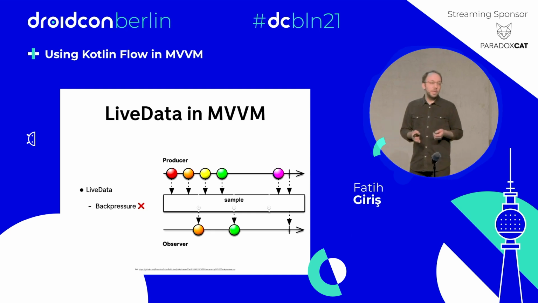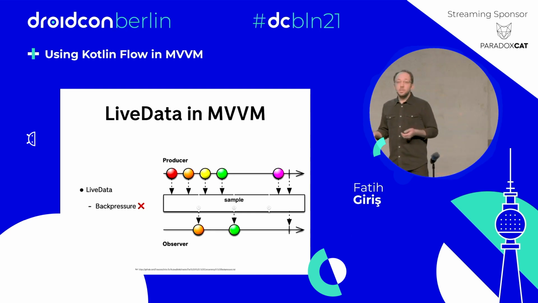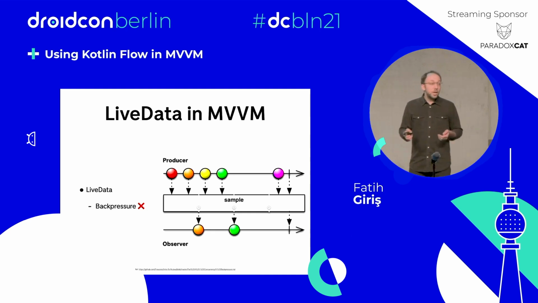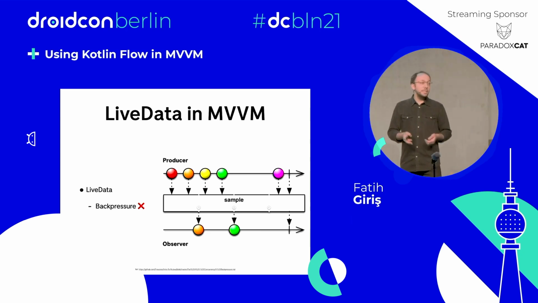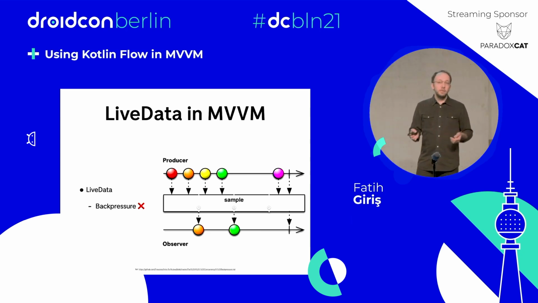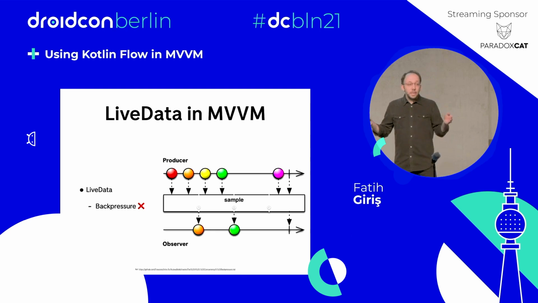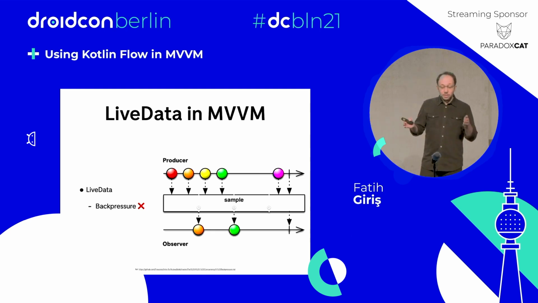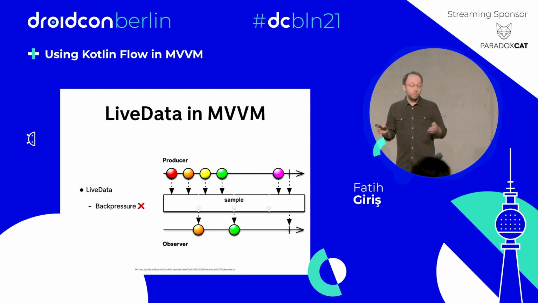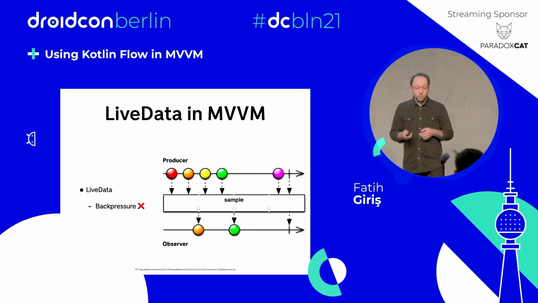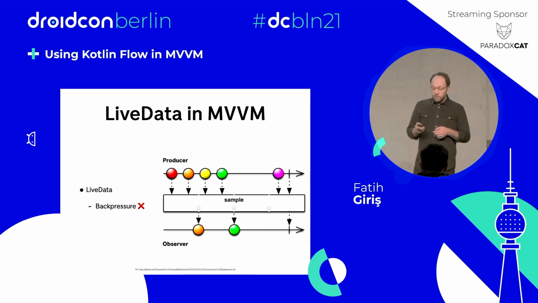LiveData doesn't support back pressure. What I mean by back pressure is, whenever the producer side is faster than the observer side, only the latest value is going to be provided by LiveData. So the values in between the producer and the observer are going to be lost. Only the last value is going to be provided in LiveData.